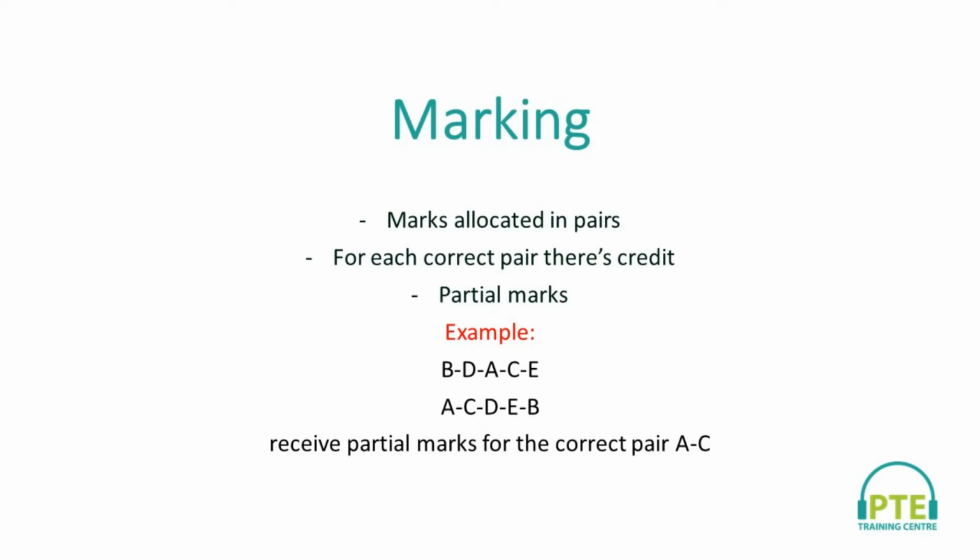predict each correct pair. For instance, if the correct answer is BDACE and your answer is ACDEB, you will still receive partial marks for the correct pair AC. There were 4 correct pairs originally, and here you would only score marks for 1 correct pair.